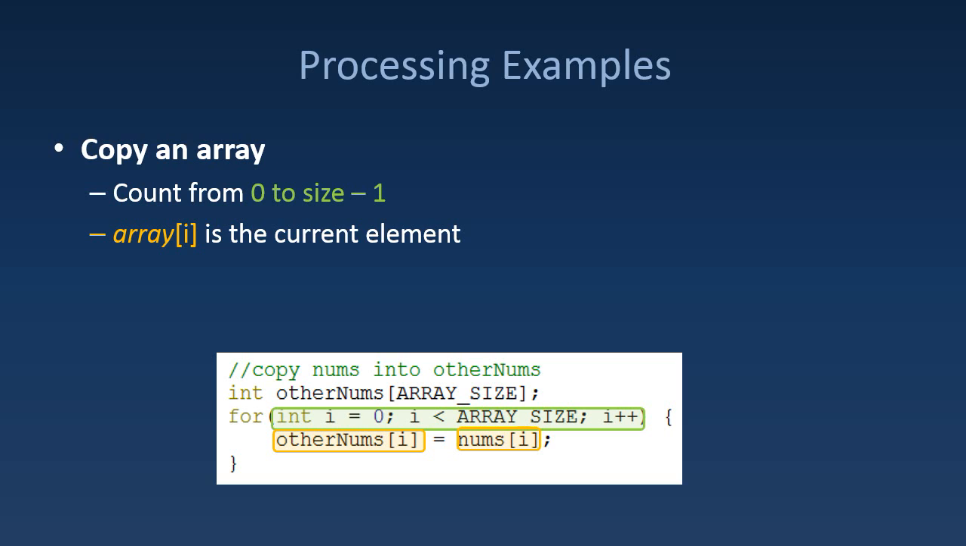I want to copy from one array to this other array called other nums. So I have to make my second array, loop through from 0 to the end, take the current value from nums, and copy it into the current location in other nums. And I'll have 2 copies of the same data.